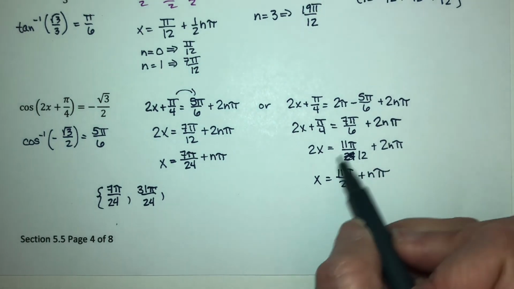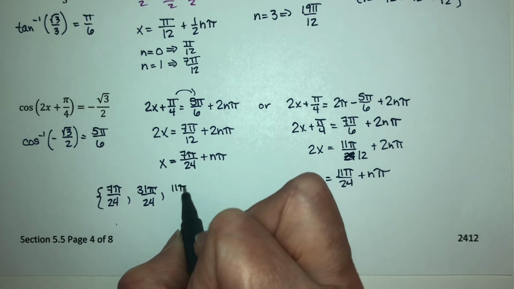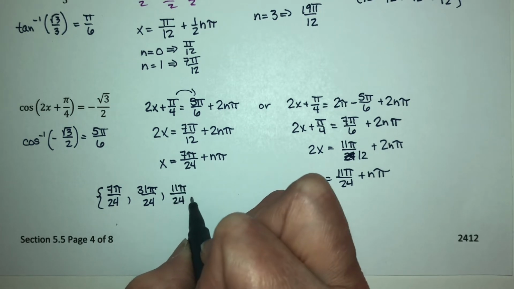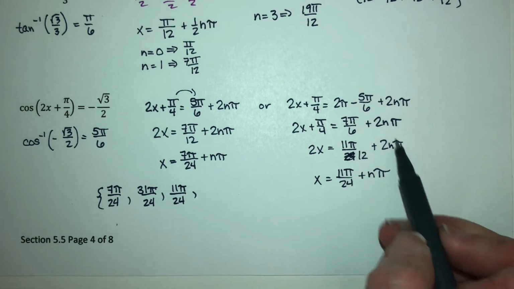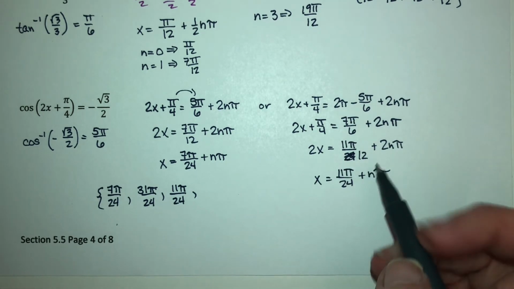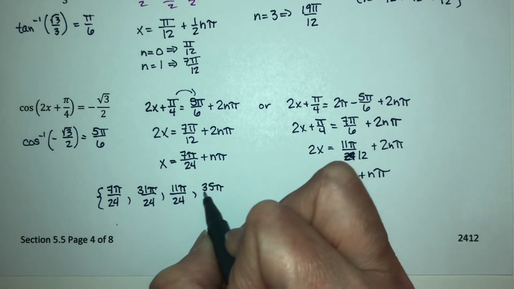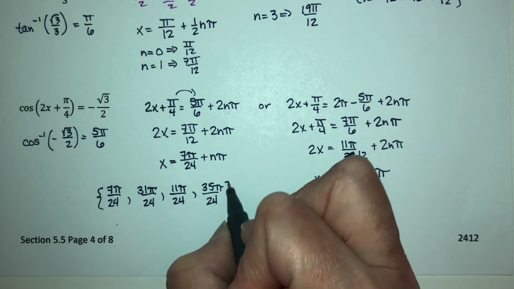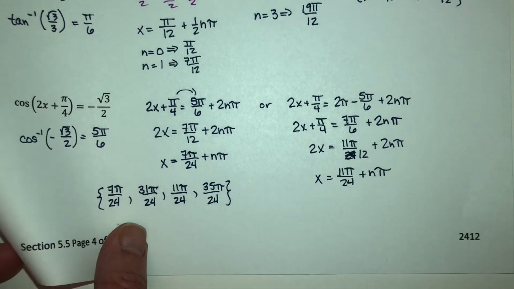Here, if our n is 0, then we have 11 pi over 24. And then if we add pi to that, so if our n value is 1, then we have 35 pi over 24. And then if we add pi again, then we're too large. So those 4 solutions are all of them. Those are all of our solutions.